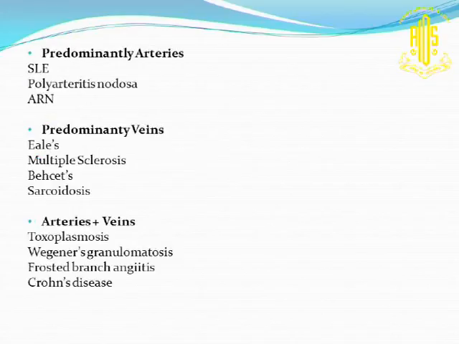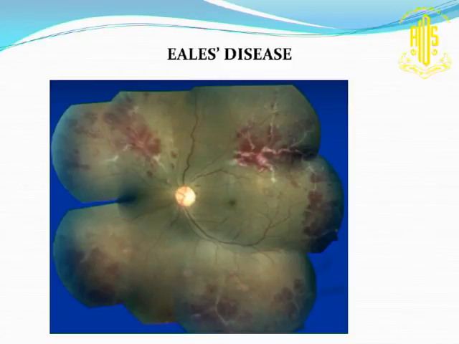Where is the site of inflammation? Arteries or arterioles: SLE, polyarteritis nodosa, acute retinal necrosis. Predominantly veins: Eales, multiple sclerosis, Behcet's, sarcoidosis. Arteries and veins both are involved in toxoplasmosis, Wegener's granulomatosis, frosted branch angiitis, and Crohn's disease.